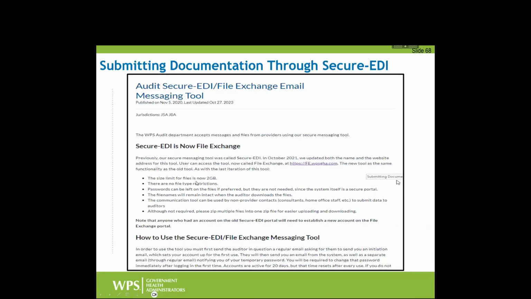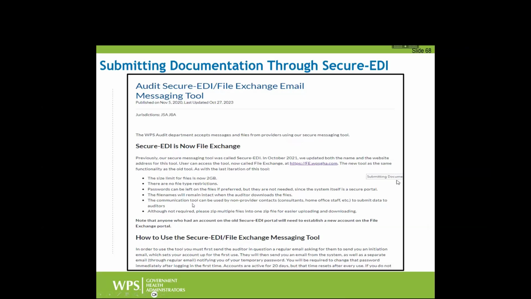You'll see that it definitely is much more beneficial than regular email, and even more beneficial than the old portal we had years ago. First of all, it allows for security, whereas a regular email wouldn't. It gives a much bigger file size limitation, 2 gigabytes instead of what's generally 20 megabytes for email. There are no file type restrictions. If you feel safer leaving on the password, that's fine, but you don't really need to because it's a secure portal. Of course, if you send it with a password, you'll have to separately email us the password. The file names will remain intact when the auditor grabs it, so name it whatever you feel is logical.